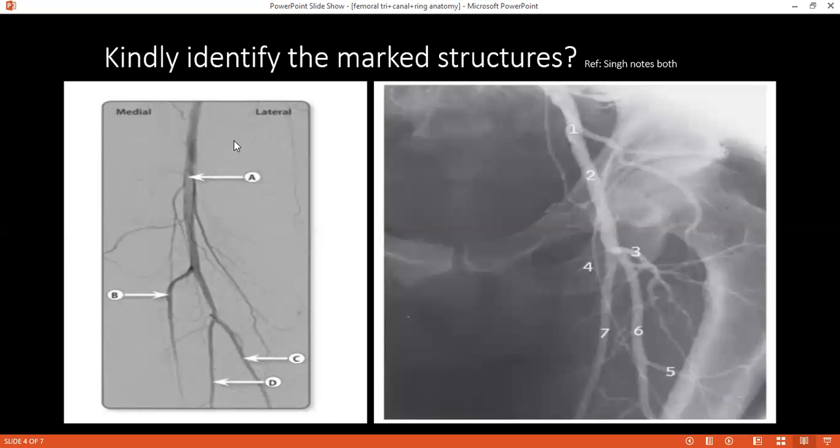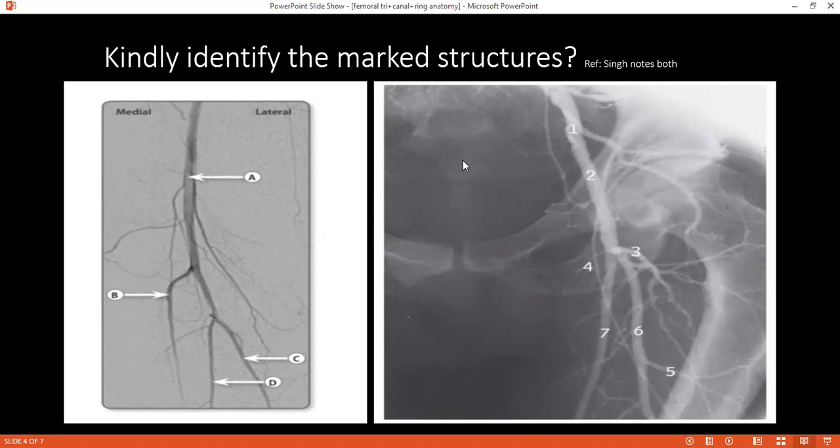If you can identify the image on the left-hand side, please. Yes, ma'am. This is a femoral arteriogram. What is it showing you? Femoral artery. What are the structures? One is the femoral artery or external iliac artery. Two is the femoral artery, and three is the lateral circumflex femoral artery.